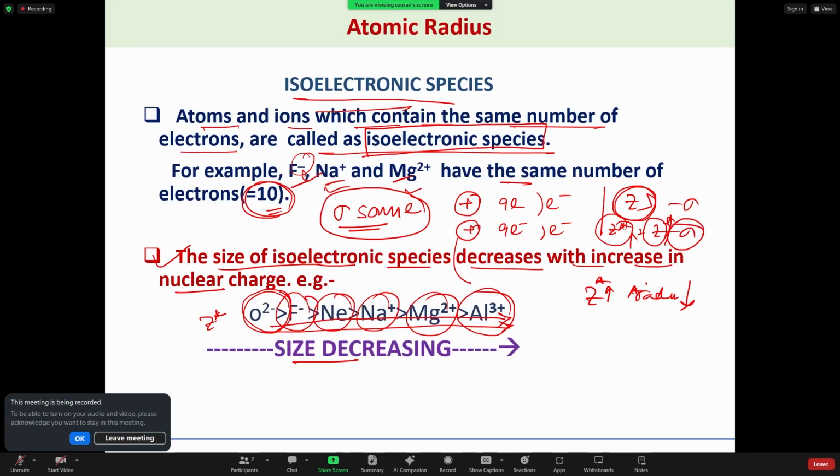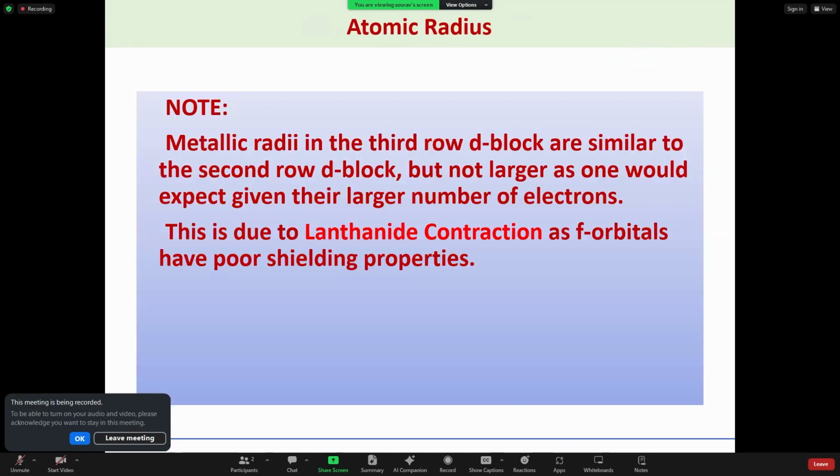For the isoelectronic case, just remember that the sigma value is the same. So you have to calculate the value Z star equals Z minus sigma. So the Z star value will depend on the Z value only.